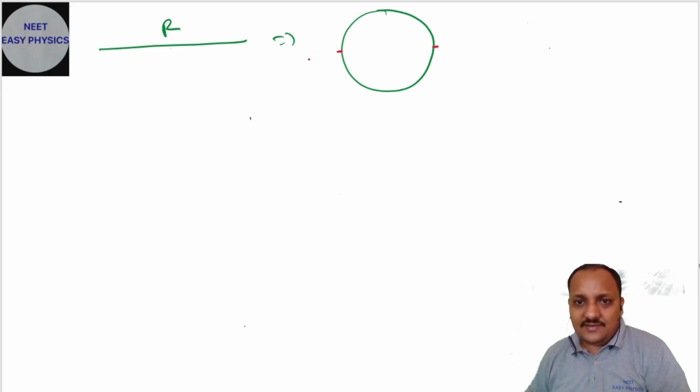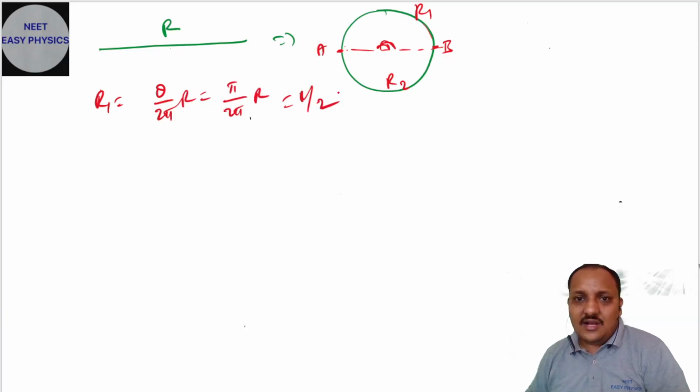Now, a wire of resistance capital R is bent in a circular shape. Now, what is the effective resistance between A and B? A and B means there are two parts: one is this upper part, another one is the lower part. Upper part resistance you can take R1, lower part resistance you can take R2. This is a semicircular arc. Semicircular arc means what is theta? 180 degrees. So R1 is theta by 2 pi into R, pi by 2 pi into R. Therefore, R by 2. R2 also you will get the same, R by 2.